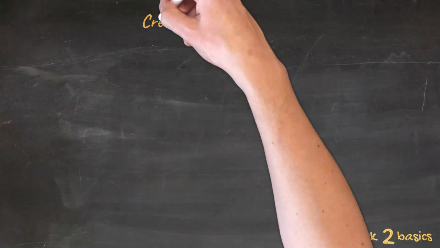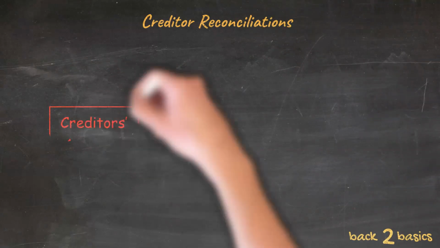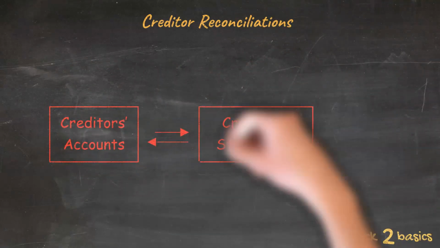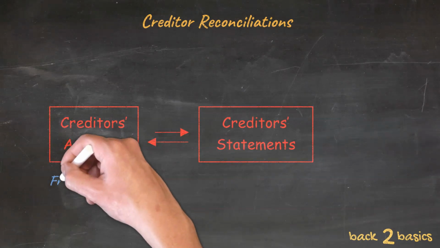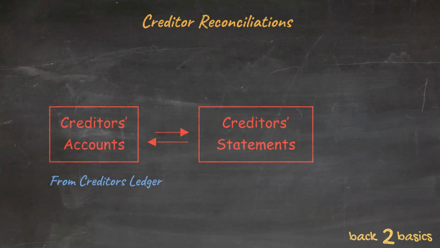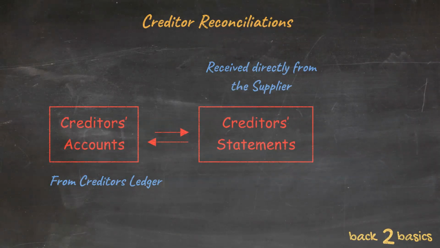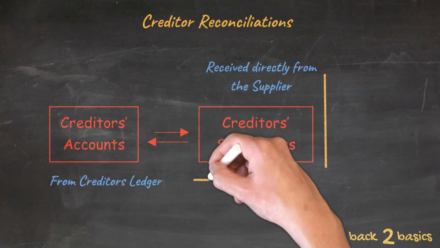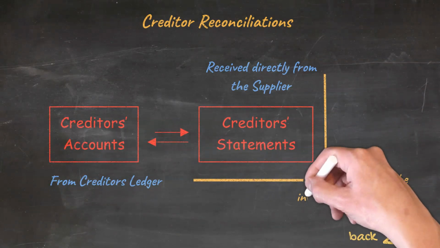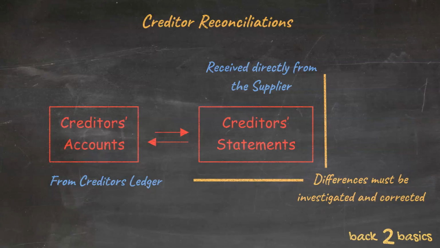Another creditor reconciliation to perform is taking the individual creditor account balances from the creditor's ledger and comparing it to the creditor's statements, which are received directly from the supplier. And again, if there is a difference between the two balances, it must be investigated and corrected.